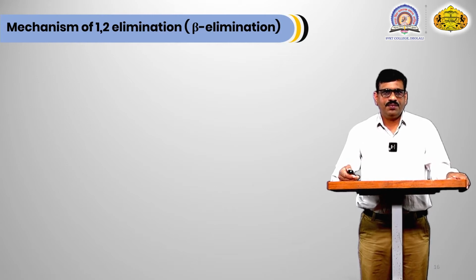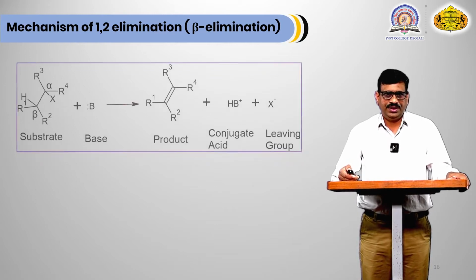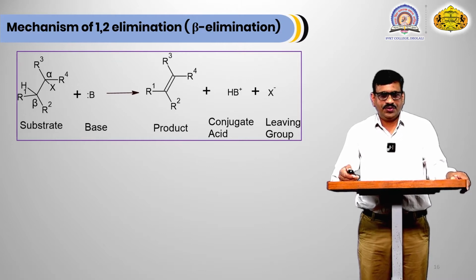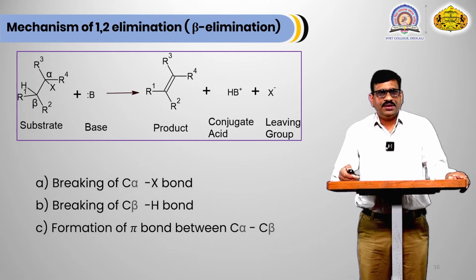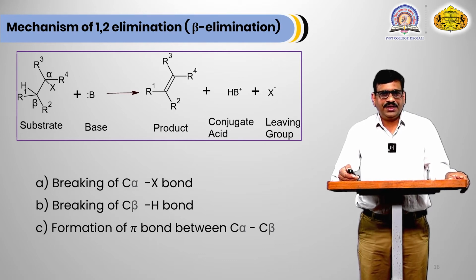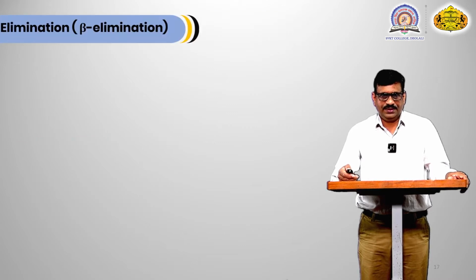Now, the mechanism of beta elimination or 1,2 elimination. This is the substrate molecule, that is an alkyl halide. So the alkyl halide on reaction with a base forms a product. In this case, an alkene is the product which is obtained. In beta elimination or 1,2 elimination, there is breaking of the C alpha X bond, there is breaking of the C beta H bond, and there is formation of a C alpha C beta pi bond.